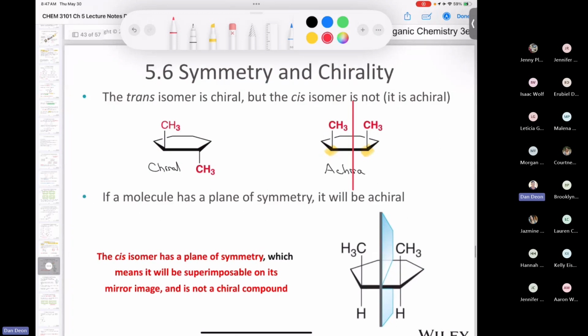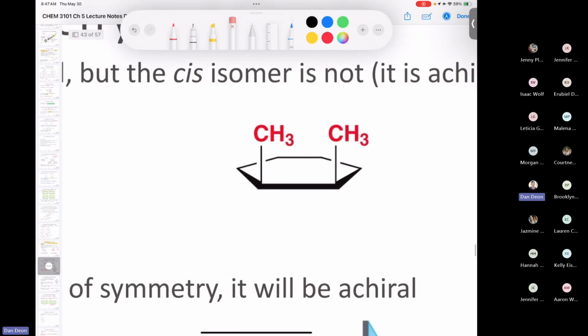So let me just sneeze, and then I will take a look at this compound with you in more detail, okay?